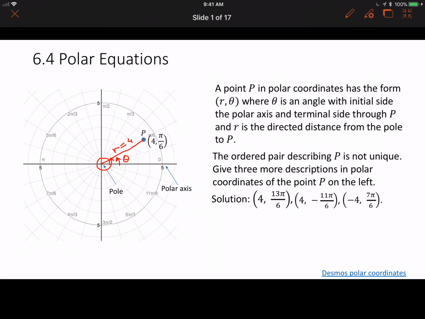And as I said, we could instead change the 4 to a negative 4, and now I want to pick an angle in quadrant 3. So the negative 4 is going to say, well, here's 7 pi over 6, but I want to go in the opposite direction of that, so that's going to shoot me up here 4 units, and that puts me back at my point P.